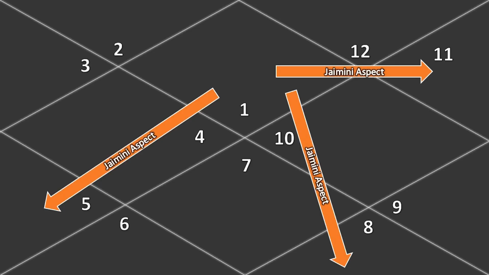Now, the exception is that movable signs will aspect all the fixed signs except the sign next to it. So Aries will not aspect the 2nd house of Taurus because it is just next to it. Except the 2nd house, it will aspect all the other houses, meaning the 5th house, 8th house and 11th house, but not the 2nd house. Same is the case for other zodiac signs.